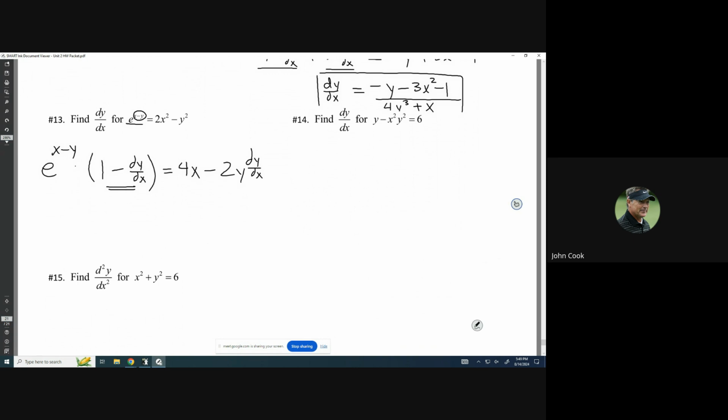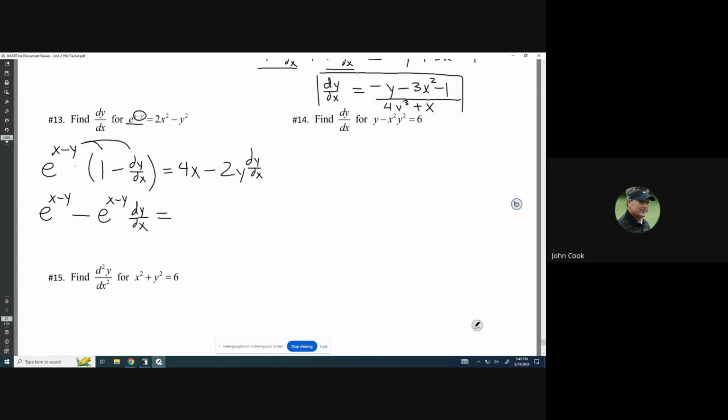What you want to do is get dy dx by itself. In its current state, the dy dx is kind of stuck in these parentheses. So try to use the distributive property to free it up. So we're going to multiply e to the x minus y into both of those parts. E to the x minus y times 1 is just e to the x minus y. That's part of the distributive property. And then the other part is distributing it into that negative dy dx. So I also get an e to the x minus y attached to the dy dx.